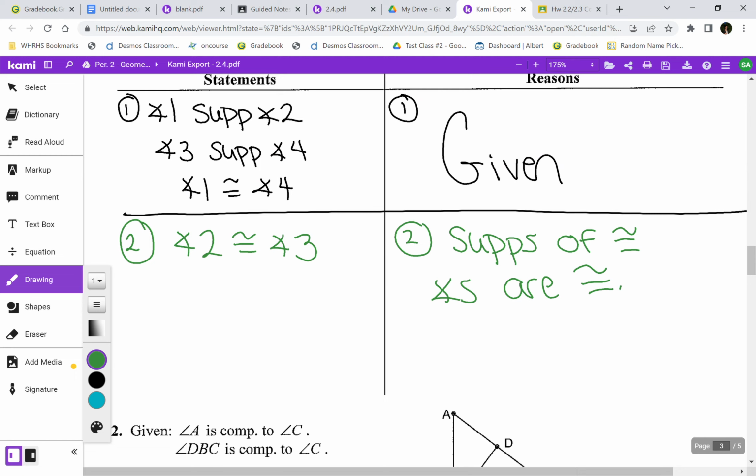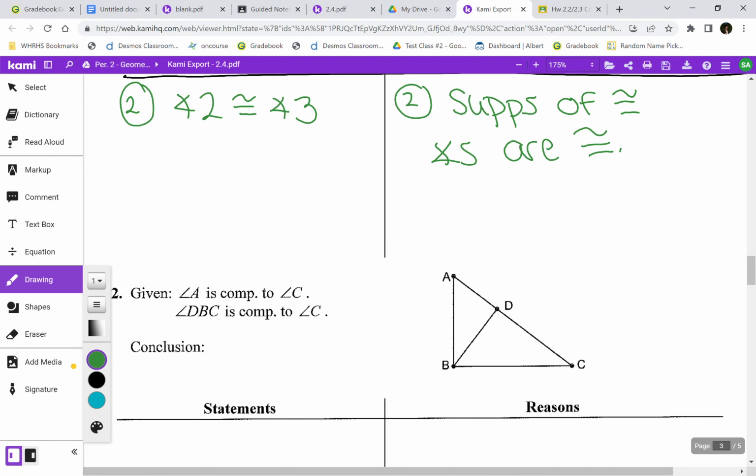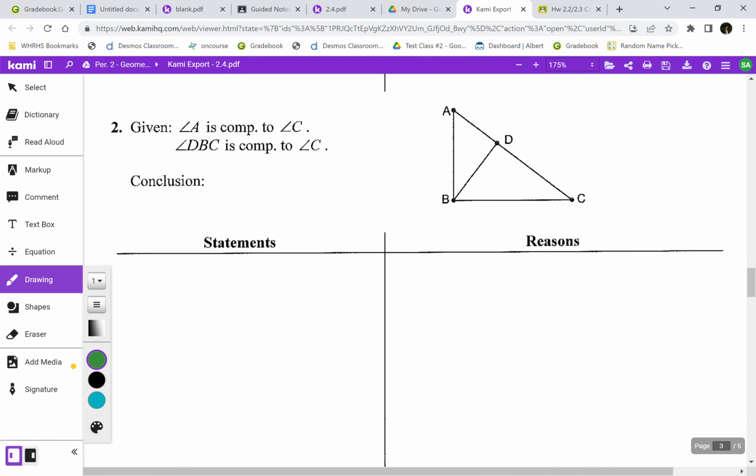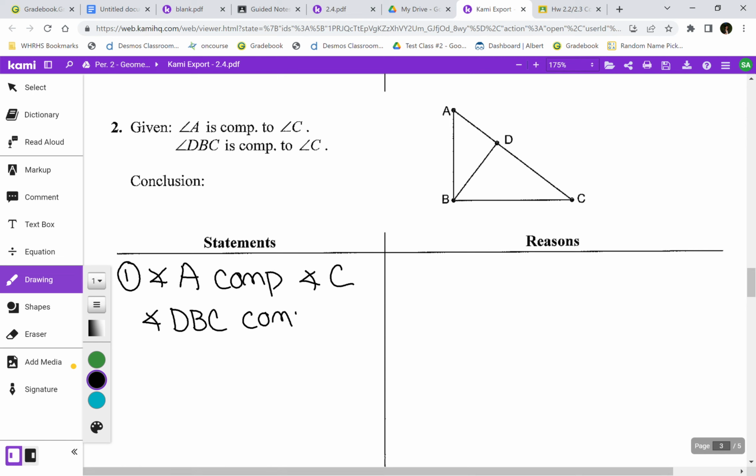All right, we ready for another one? Next proof. Angle A is a complement to angle C. So remember, there's no real markings. I just put stars. Oh, sorry, we got to write out our given. Let's go ahead, write out our given. Angle A comp angle C. Angle DBC comp angle C.